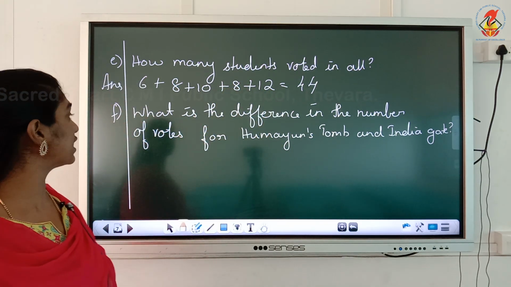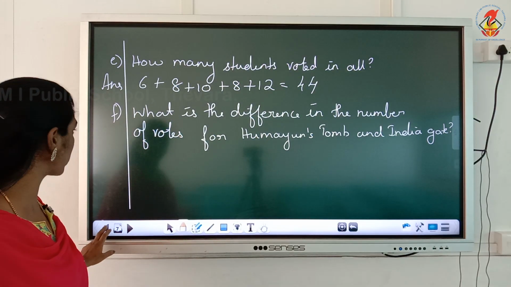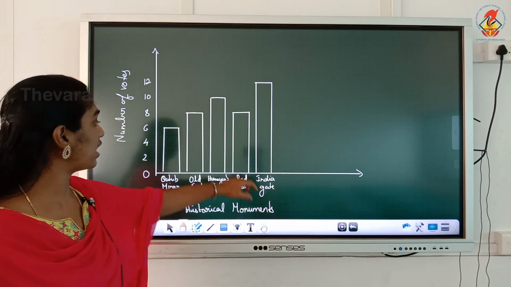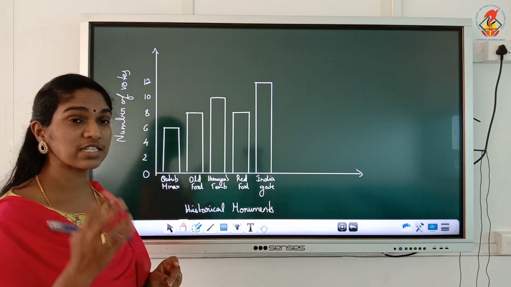What is the difference in the number of votes for Humayun's tomb and India's gate? So first you have to check Humayun's tomb, how many votes? Humayun's tomb got 10 and India's gate 12. So what is the difference between them? 12 minus 10, that is 2.